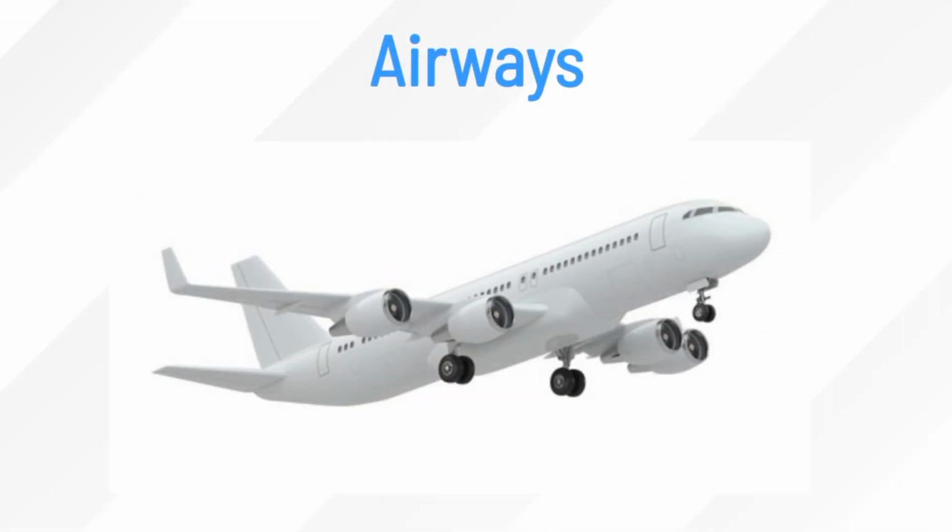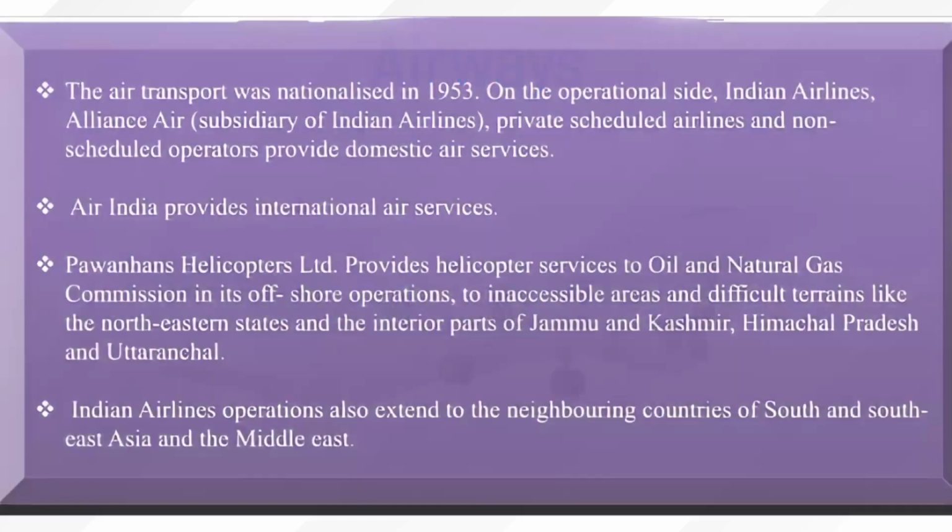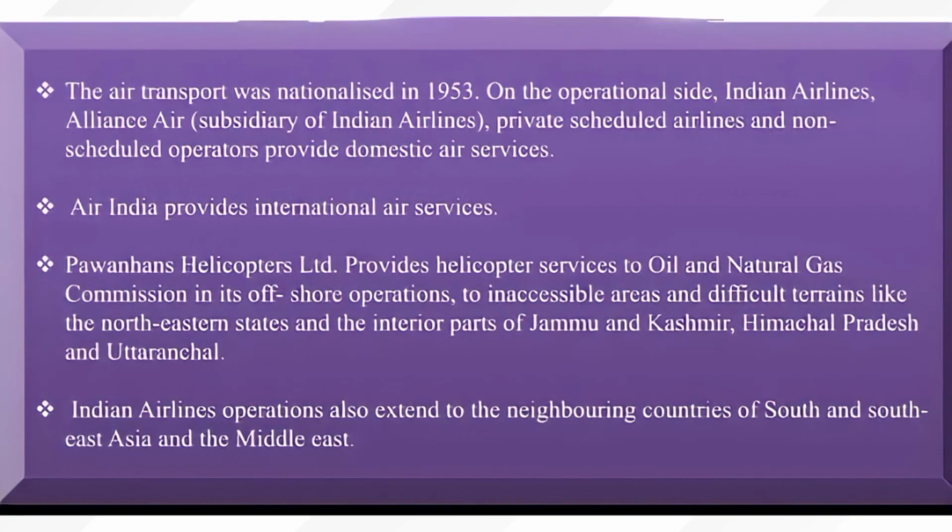Now comes the airways. The air transport was nationalized in the year 1953. Very easy to remember. You see, 1853 first railway line Mumbai to Thane, and 1953 airways nationalized when it is taken over by the government. The government does not need profit, it works for welfare and development of the country, right?